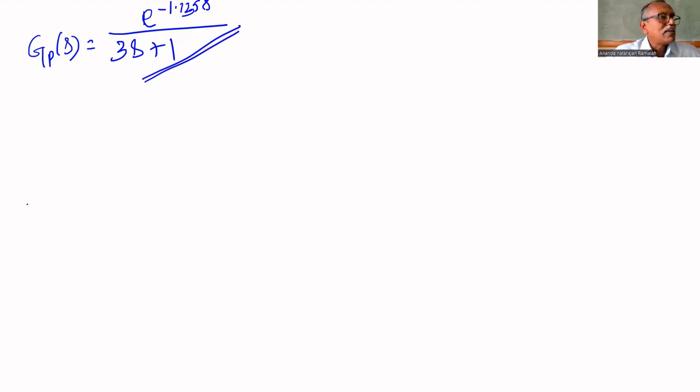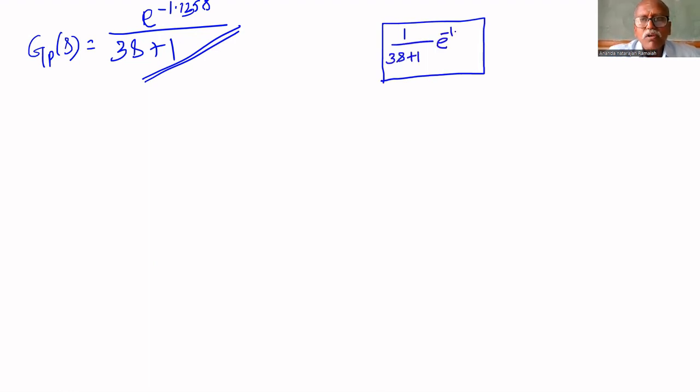For this, what is the deadbeat controller? Suppose this is the process. What is the transfer function? 1 upon 3s plus 1 e power minus 1.125 s. It means if you give input here, you will get output only after 1.125 seconds. Till then, you won't get any output.